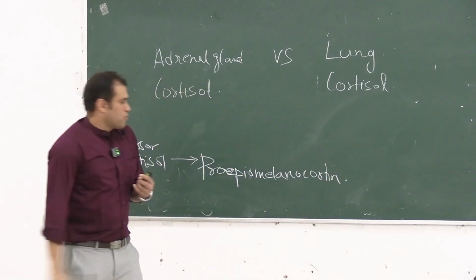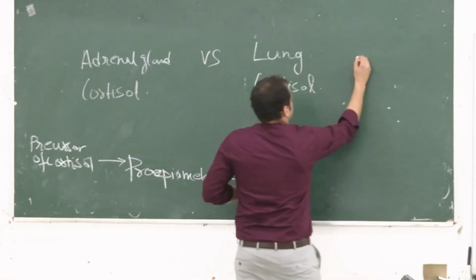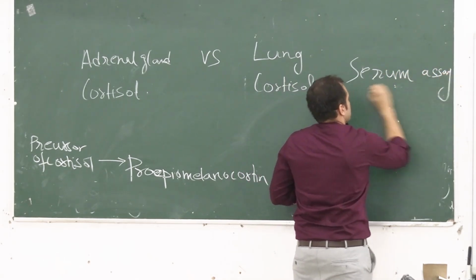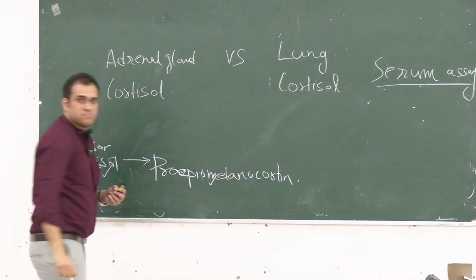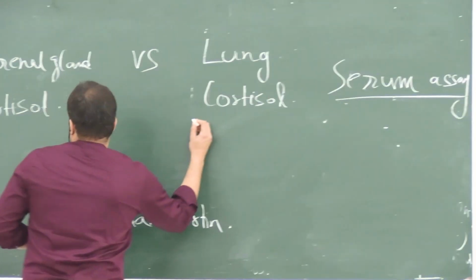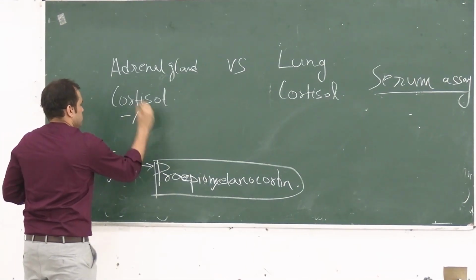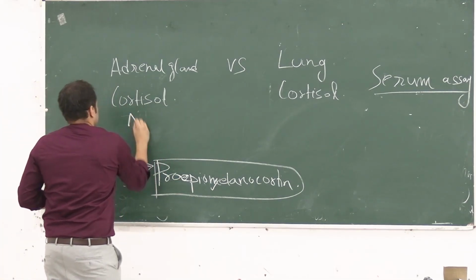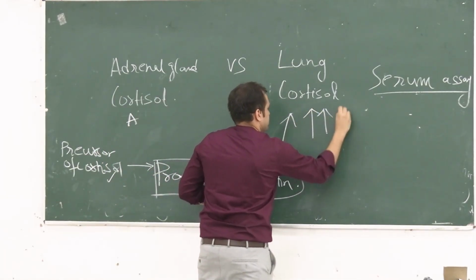So this is the precursor of cortisol, pro-opiomelanocortin. Now do a serum assay for cortisol and pro-opiomelanocortin. You will find here this pro-opiomelanocortin is negative to normal. Either it's negative, you won't find it, you say it's absent. Whereas pro-opiomelanocortin level here is increased.